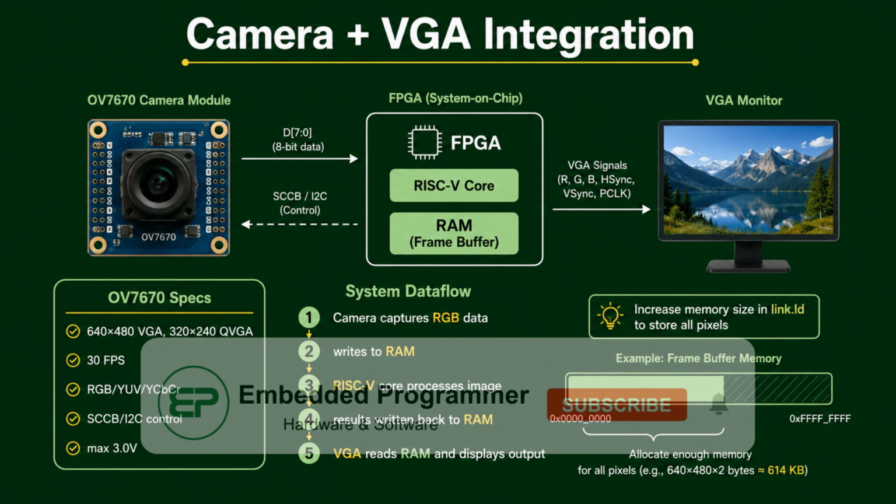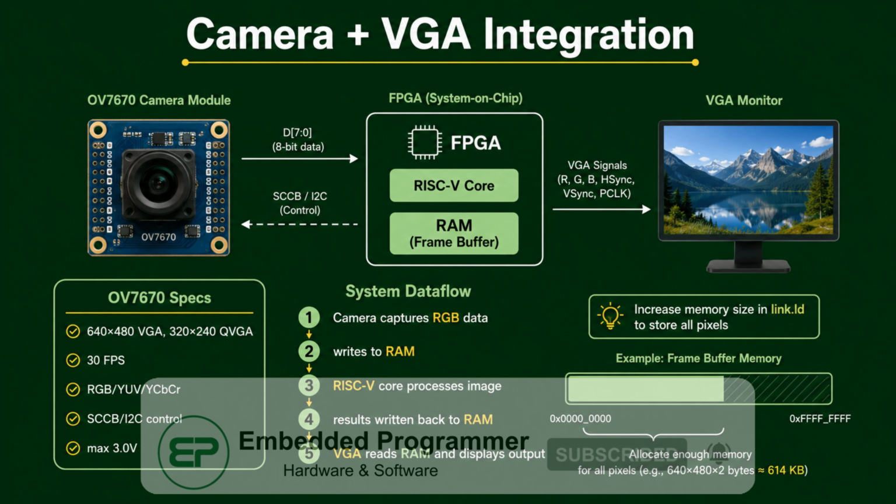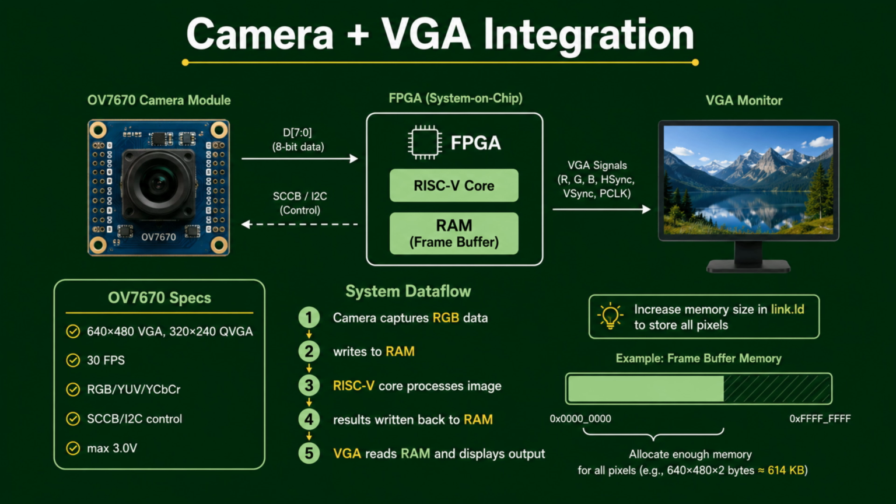Now we can add real image data to the RISC-V system. The camera used in the project is the OV7670 CMOS camera module. It supports VGA resolution of 640 by 480 pixels, as well as lower resolutions such as QVGA at 320 by 240. The camera can operate at up to 30 frames per second and supports formats including RGB, YUV, and YCbCr.